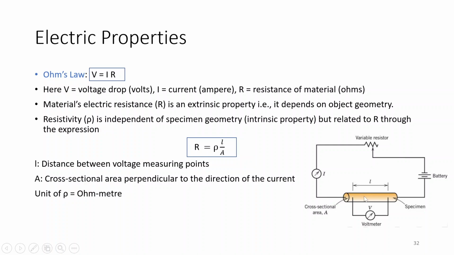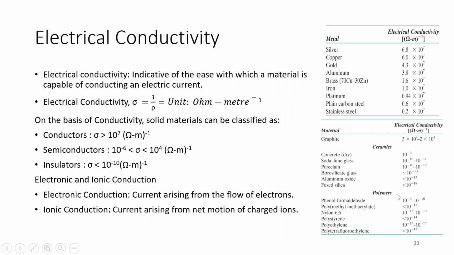So here also you can see this is the resistance, and this is connected through the wires with the help of a battery and the ammeter, which is measuring how much current is flowing through this, and the voltmeter is measuring the voltage drop across the resistor. So electrical conductivity is just the inverse of the electrical resistivity. It is indicative of the ease with which a material is capable of conducting electric current, and the electrical conductivity can be given as 1 upon resistivity. So unit will be inverse of the ohm meter.